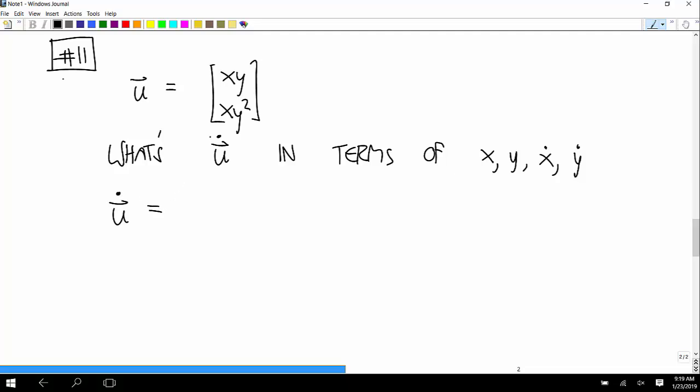So the idea is x is equal to x of t and y is equal to y of t. Otherwise, those time derivatives wouldn't make any sense. So I guess that's kind of the giveaway that we need to think about.